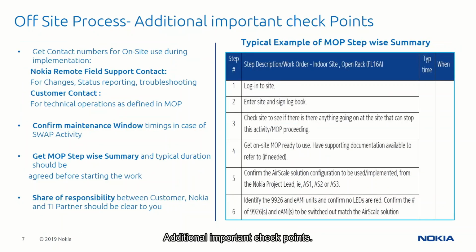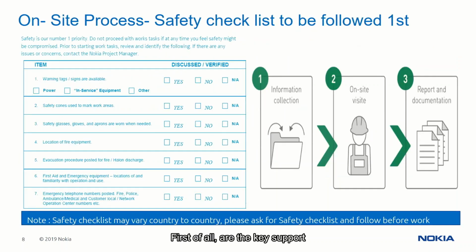Additional important checkpoints. In addition to previously mentioned guidance, please have a look at some other important checkpoints as shown on the slide. First of all, are the key support and remote support center contacts being named? What is the active working and maintenance time window to avoid any service impact on the live network? Is the MOP content clarified and approved prior to any planned site activity? Is the share of roles and responsibilities defined between the customer, Nokia, and service supplier?